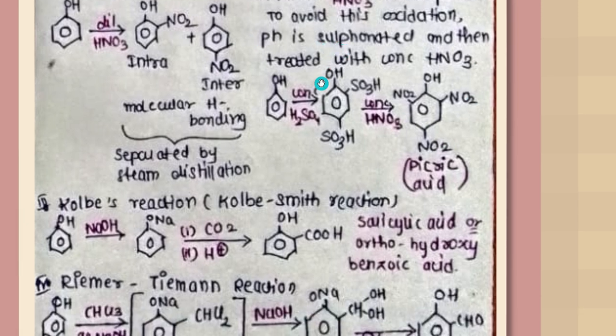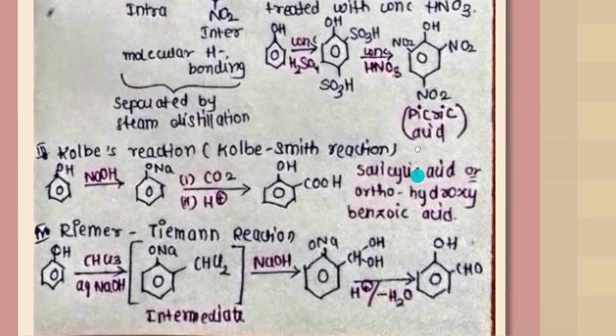Now how is it sulfonated? Phenol on reaction with concentrated H2SO4 will give me phenol 2,4-disulfonic acid. This, again in the presence of concentrated HNO3, will give us 2,4,6-trinitrophenol, which is also known as picric acid. Its commercial name is picric acid.